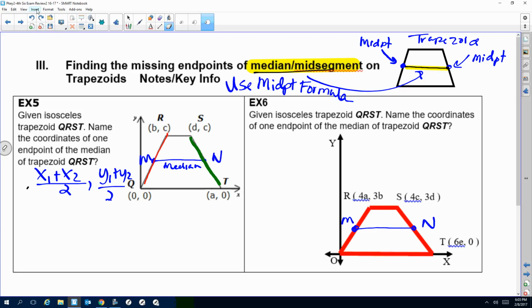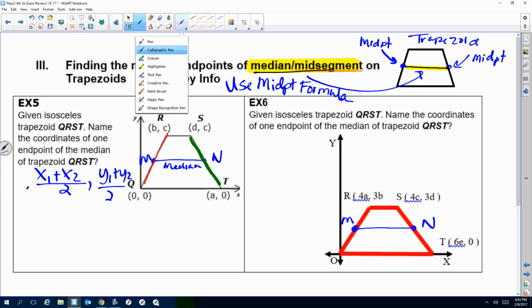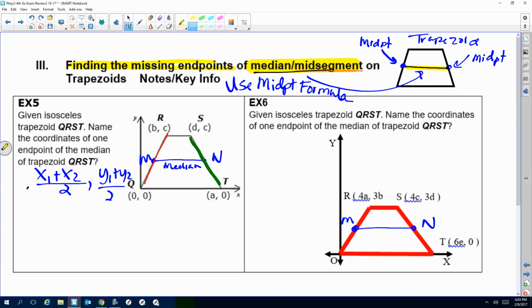All right, the next section, which you had on your first test, is dealing with finding the missing endpoints of the median or the mid segment. And I should have highlighted, I apologize, I missed part of this. Finding the missing endpoints. Okay, that's important.